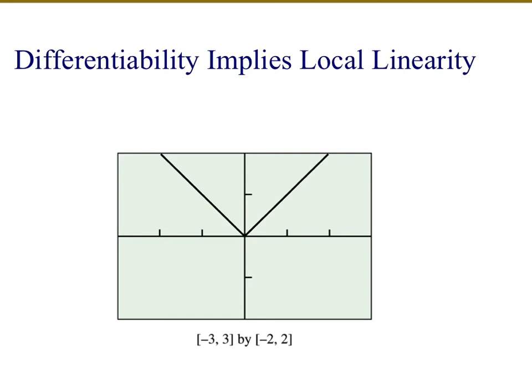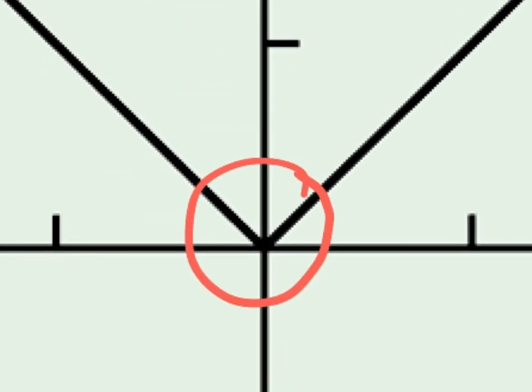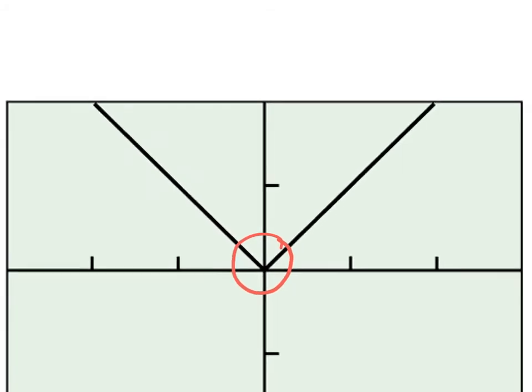So the absolute value function. If I zoom in here, could I ever make it look like a straight line? No matter how far I zoom in, the corner is still always going to be there. And so I can never make this look like a straight line because it will always have a corner to it. And so that way it's not differentiable.